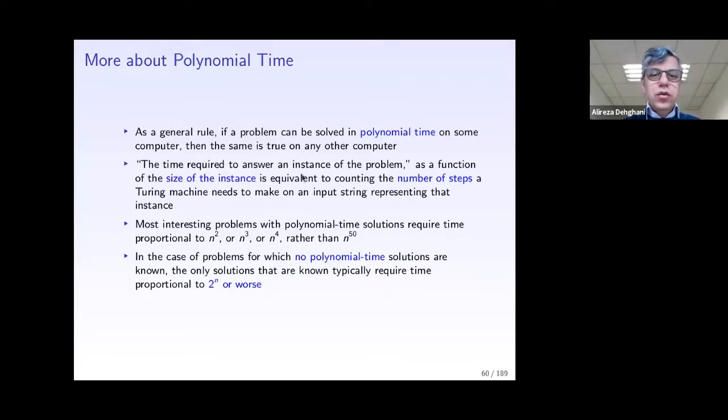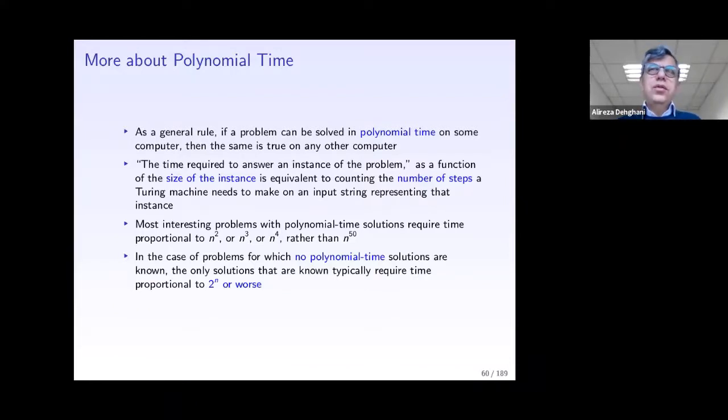So the time required to answer an instance of the problem as a function of the size of the instance is equivalent to counting the number of steps the Turing machine needs to make on an input string representing that instance. What does it mean? It means we say Turing machines are the basis of computing, and we suppose any problem can be dealt with using the Turing machine. And so what is the complexity of a problem? It is the complexity of that machine that can solve that problem.